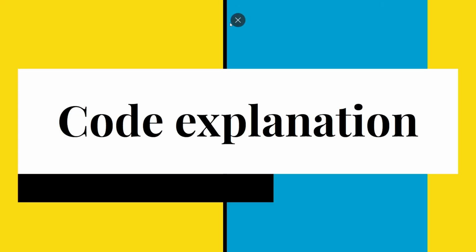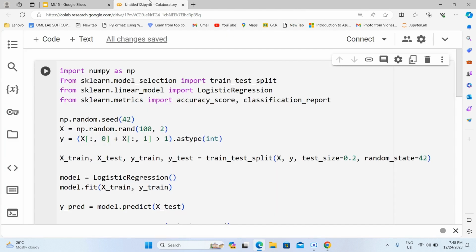Now, we will see the code explanation for logistic regression in Google Colab. First, we are importing the necessary libraries. Import numpy as np. From sklearn.model_selection, import train_test_split. This is used for training and testing splitting. After that, from sklearn.linear_model, import LogisticRegression. To use the logistic regression model, we are importing it.